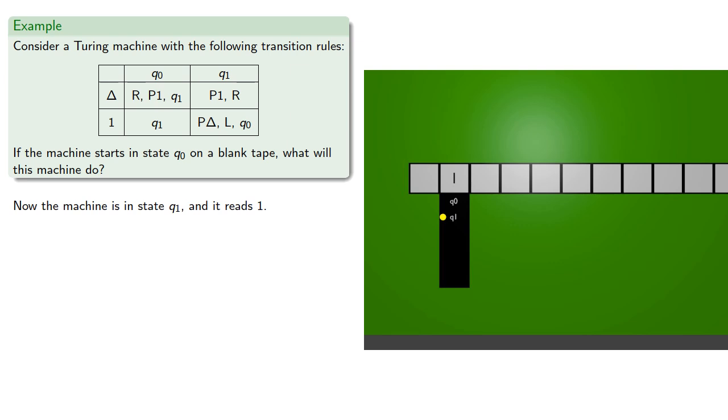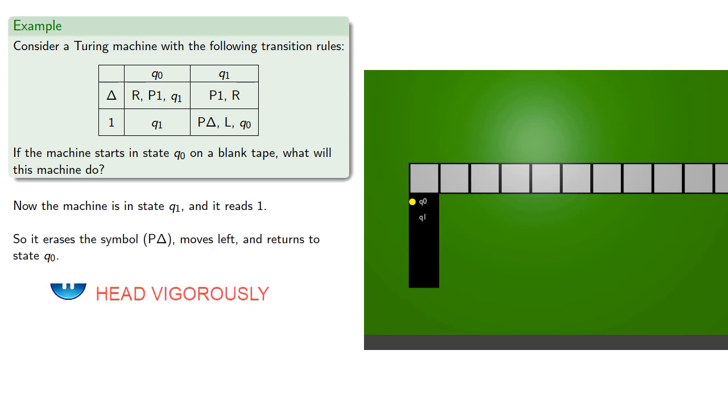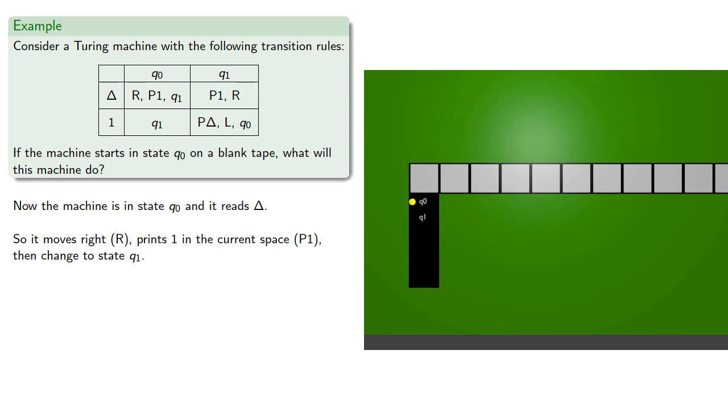Now the machine is in state Q1. It reads the symbol at the tape head, which turns out to be a 1. And so the instructions say erase the symbol, P delta, move left, and return to state Q0. Now it's in Q0 and reads the empty string. So it moves right, prints 1, changes state to Q1, and it's going to keep cycling back and forth, printing 1 and then erasing 1. In other words, it enters an infinite loop, and we'll talk about this a little bit later on.